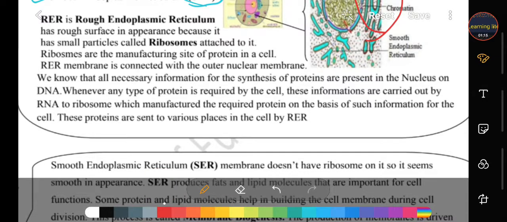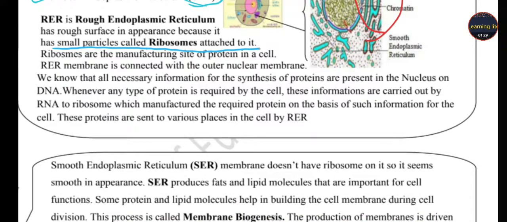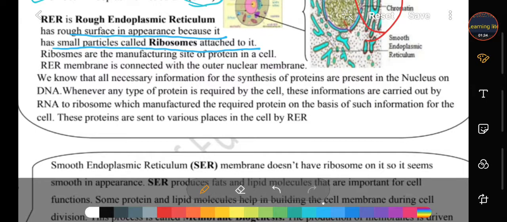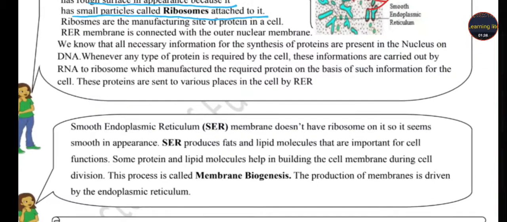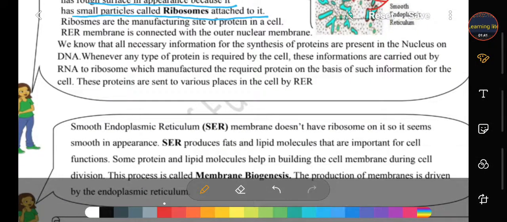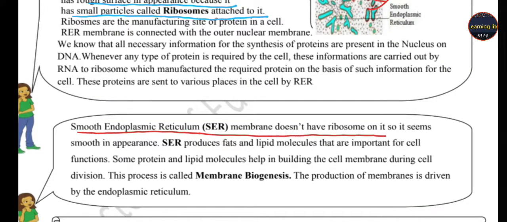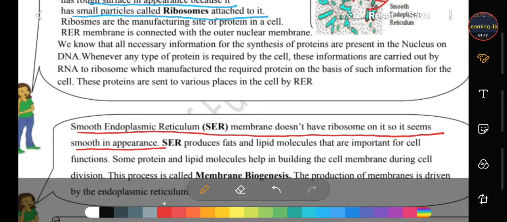Let's move. RER. So students, RER means rough endoplasmic reticulum. So rough endoplasmic reticulum is rough in appearance because it has small particles called ribosomes on its surface. So it is rough due to the appearance of ribosomes. Got it? And move to the smooth. Smooth endoplasmic reticulum is smooth because it doesn't have ribosomes on its surface. Its structure is like that.